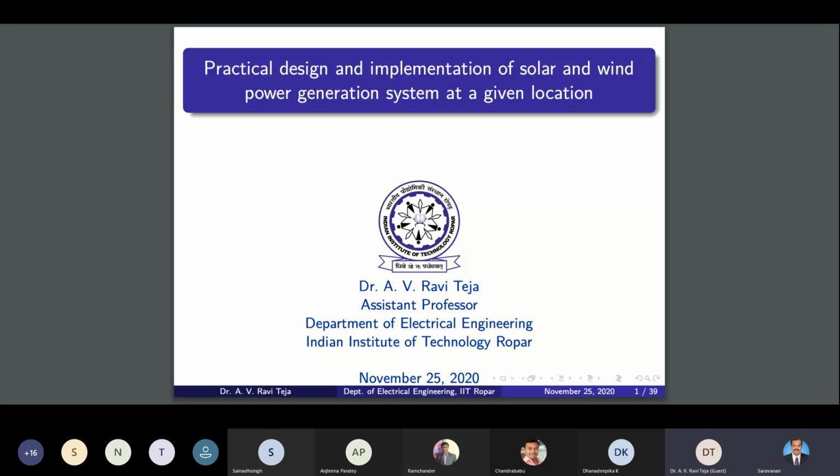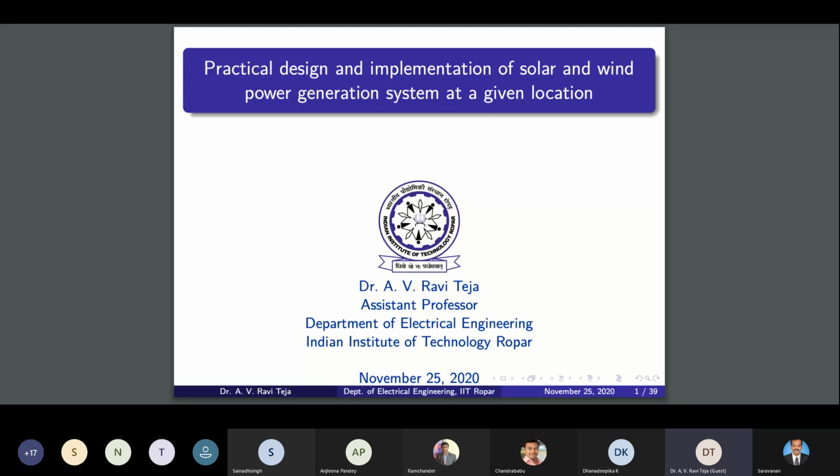As the title indicates, practical design and implementation of solar and wind power generation system at a given location. The objective of this talk is that by the end, you should have a feel for what factors need to be taken care of while designing and implementing a solar power generation system and wind power generation system. And can we think of systems which combine both solar and wind power to generate power combinedly and give it to the power grid, right?